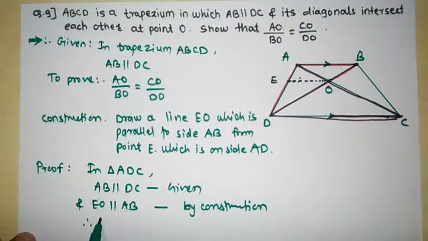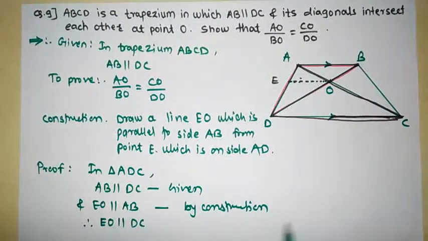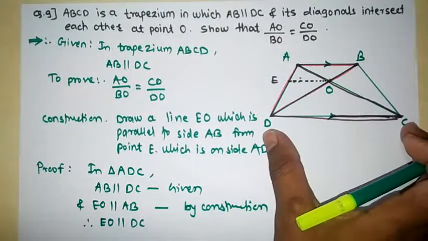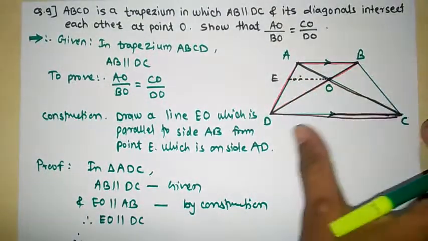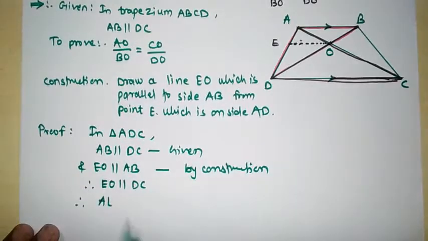Therefore, can we say that EO is parallel to DC? EO is parallel to DC बोल सकते हैं ना? EO अगर AB को parallel है and AB DC को parallel है, therefore EO is also parallel to DC. Therefore, in triangle ADC, can we apply the BPT theorem? Yes. AE divided by ED is equal to AO divided by OC. We will apply the BPT theorem.